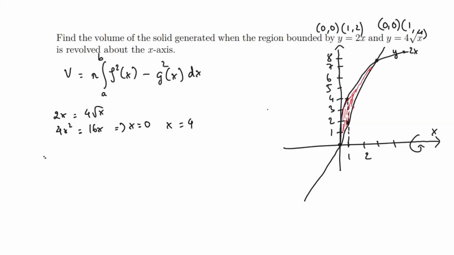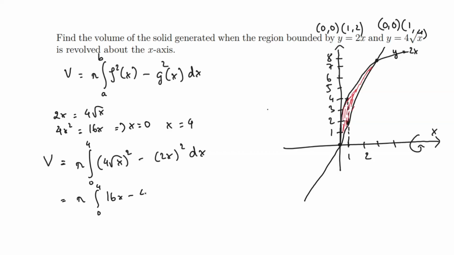So the volume is equal to pi times the integral from 0 to 4 of f of x squared, where f of x is the upper curve. Over this interval, the upper curve is 4 square root of x, squared, and the lower curve is 2x, squared, dx. So it's going to be the integral from 0 to 4 of 16x minus 4x squared dx.